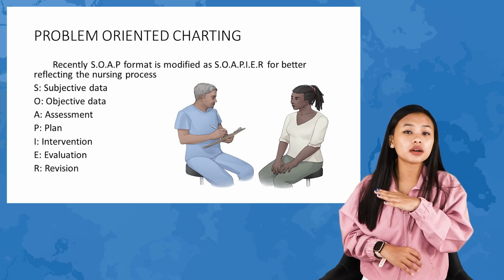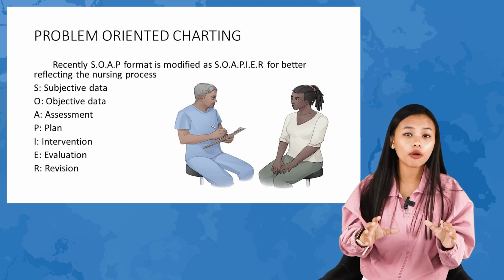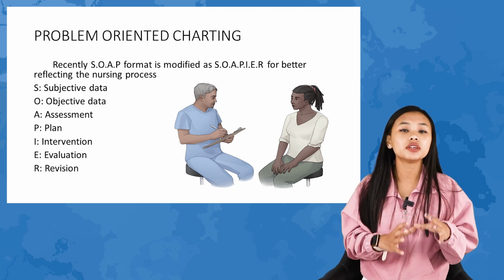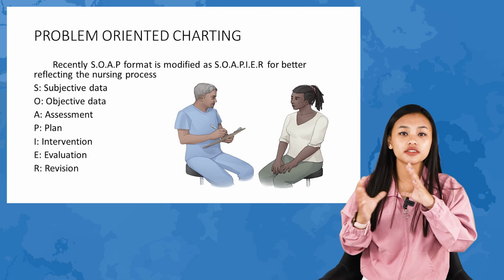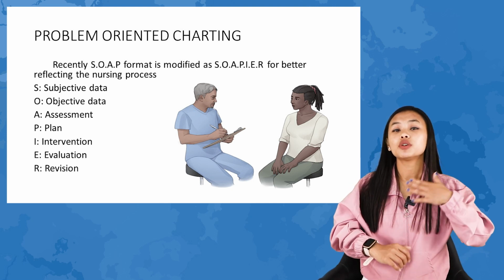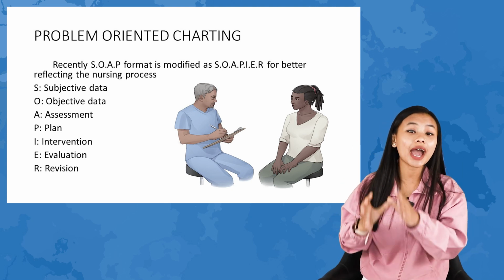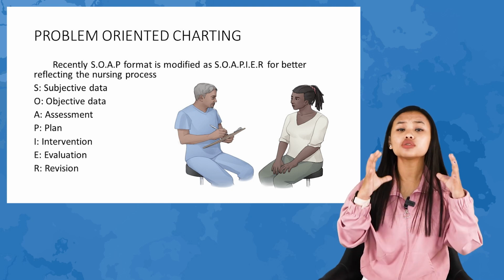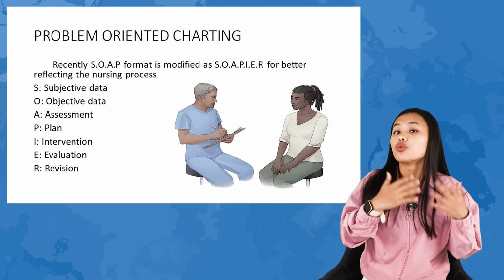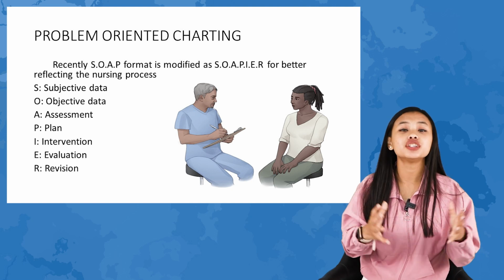So there, before it ends only till planning, but here through this recent format that is SOAPIER, what we will be able to do is collect the subjective data, the objective data, we will be assessing, we will be planning, and after planning we will also be providing the intervention, after which we will be evaluating, and we will also be doing a revision, so that we will get an idea of whether that particular care which we have been providing can be followed or any changes need to be made.